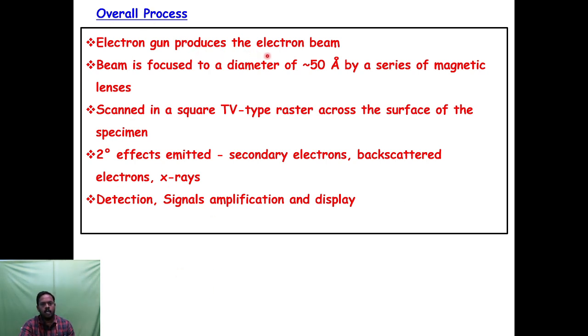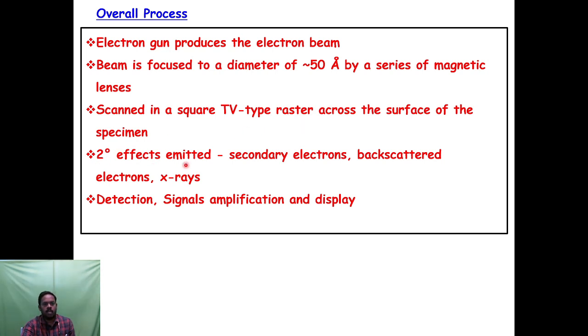The electron gun produces the electron beam. The beam is focused to a diameter of 50 angstrom by a series of magnetic lenses. It is scanned in a square TV type raster across the sample surface. Raster means scanning the electron beam across the sample surface. So it will give some rectangular pattern like the results, the images.